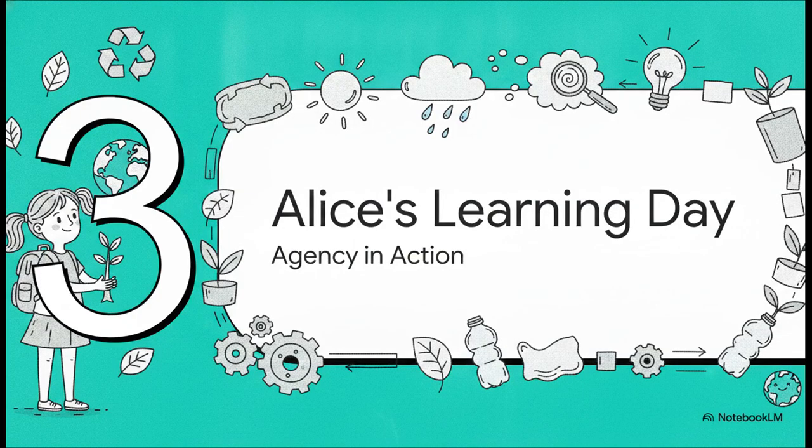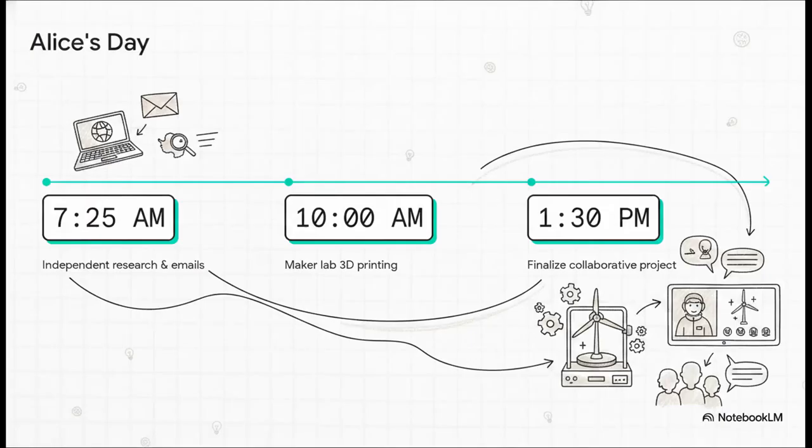To see how incredibly vibrant this looks in action, let's step into the shoes of Alice. Alice is a fictitious third grader, and she's on this exciting project-based mission to literally save the world from environmental pollution. Notice how Alice's day isn't chopped up into random, disconnected subjects. At 7:25 in the morning, she's already totally driven, doing independent research and firing off emails to a real-world ecologist all the way in Antarctica.